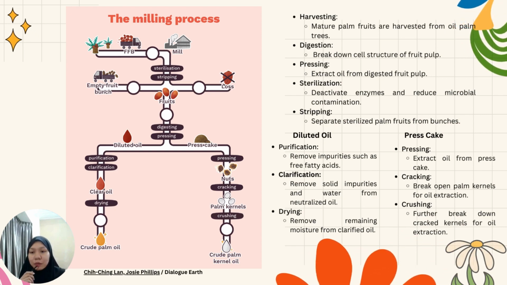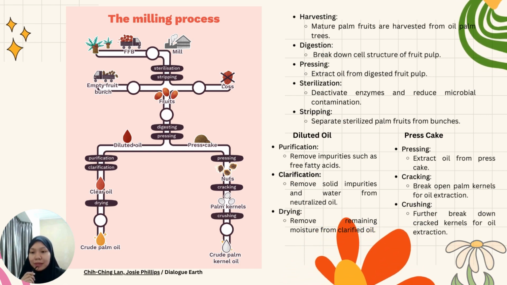The digestion process aims to break down the cell structure of the fruit pulp to facilitate the extraction of oil.